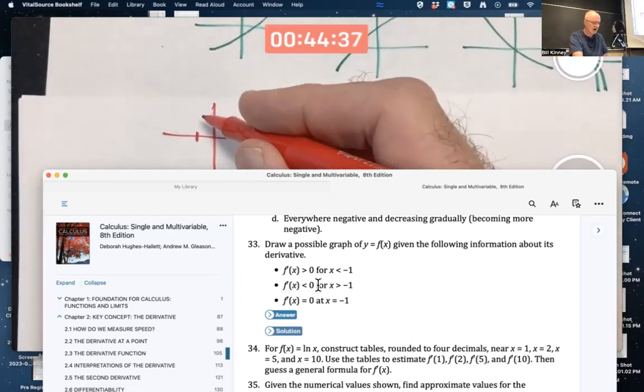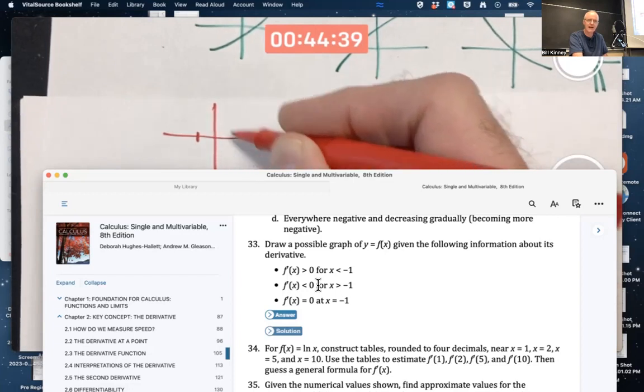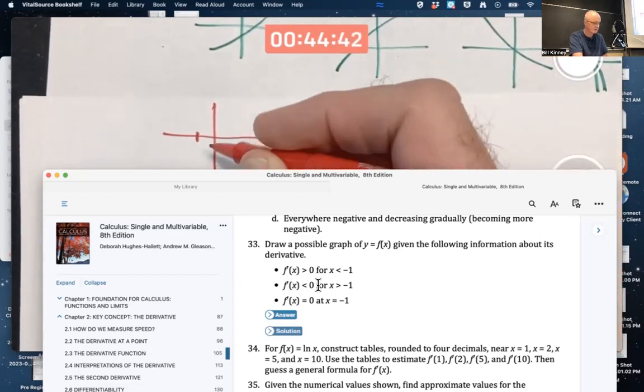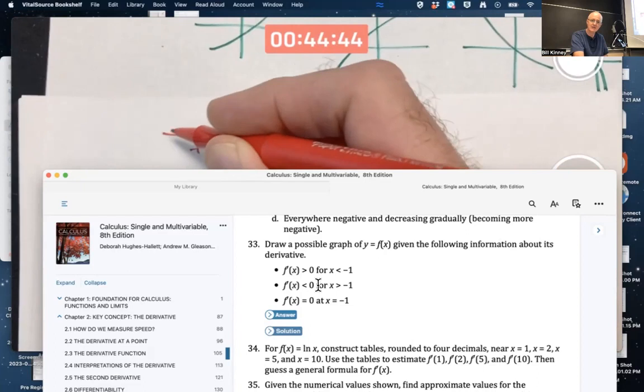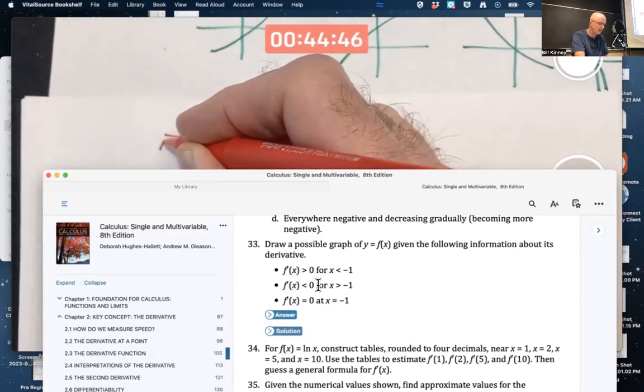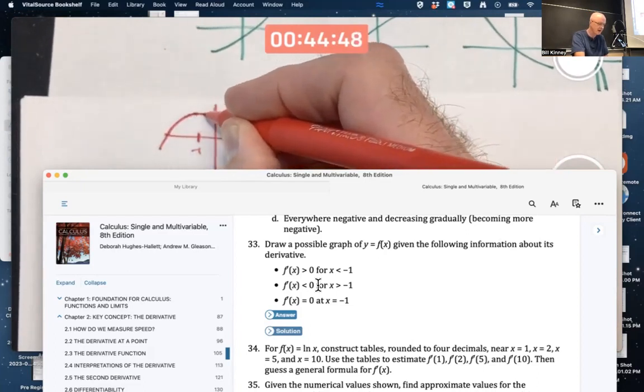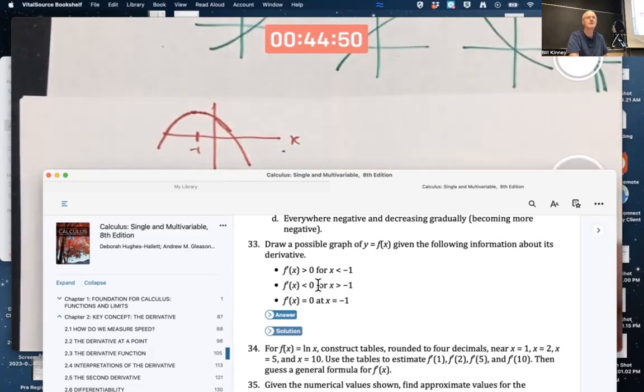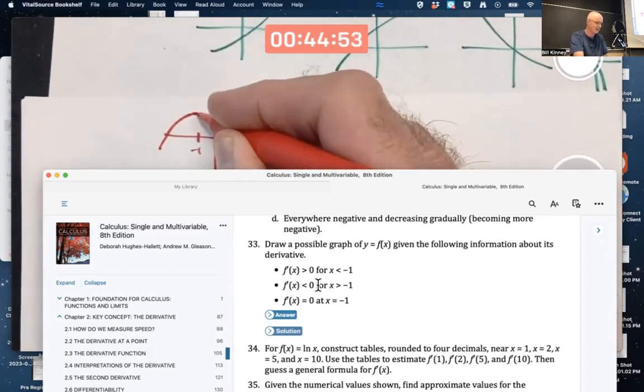So whatever graph I draw, I've got to make the slope negative when x is bigger than -1, and positive when x is less than -1, and 0 when x equals -1. So here is a possible graph. I made it look like a parabola.